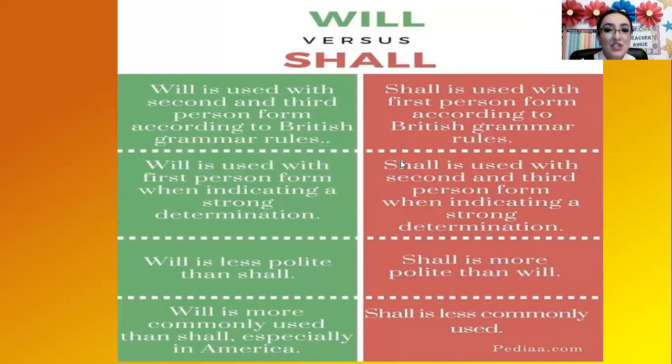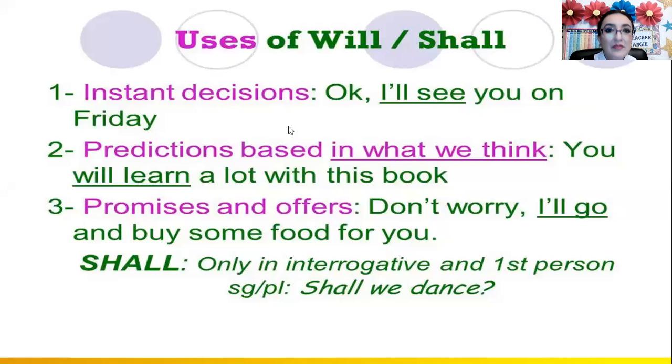Okay. Shall versus will. How we are going to be using will and shall? Well, for instant decisions, will. Okay, I'll see you on Friday. Remember that will is going to be for instant decisions, quick decisions, okay? For predictions based on what we think, you will learn a lot with this book. Or promises and offers. Don't worry, I'll go and buy some food for you.